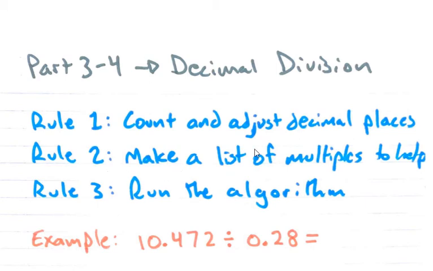Rule 1, count and adjust the decimal places. We'll explain what that means. Rule 2, make a list of multiples to help. This is building the ladder. Y'all gonna need a ladder to do these problems. You gotta build the ladder.